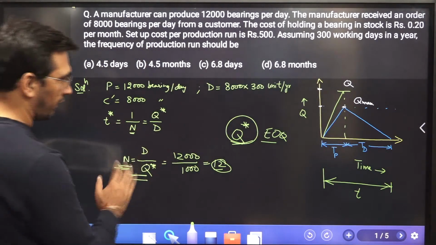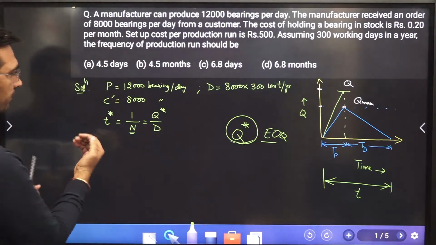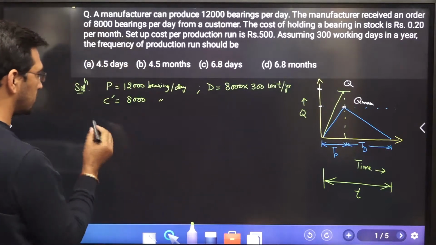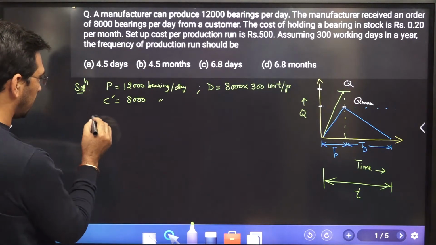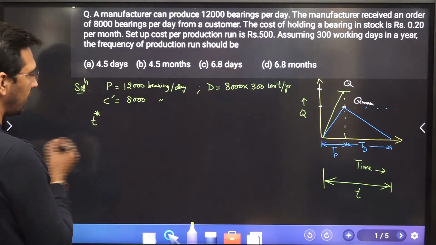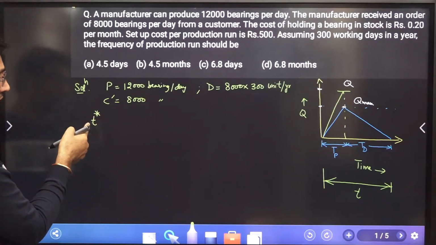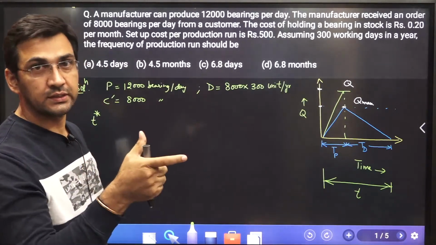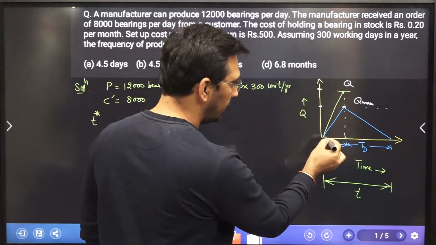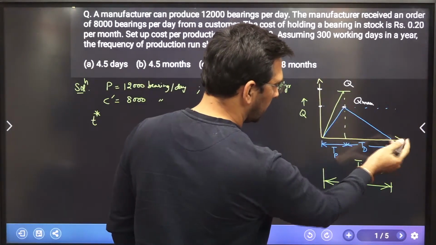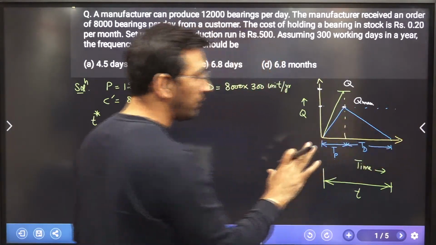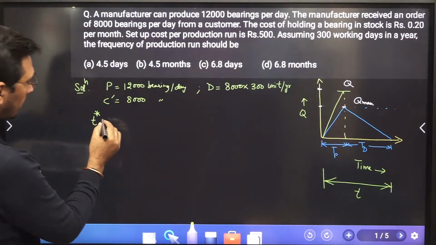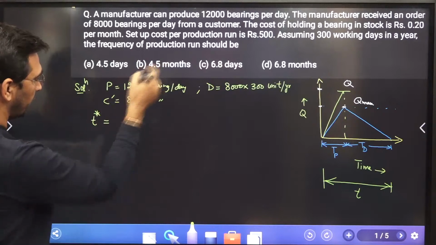So I hope you have now got it, which you may be remembering. But anyway, I am going to write it this way also, so that it becomes pretty easy for you to understand. That is the frequency of production run, that means the optimum time between two orders. One order I placed over here, then a second order I placed over here. So I can call this time the cycle time, or the optimum cycle time, or the frequency of production run.